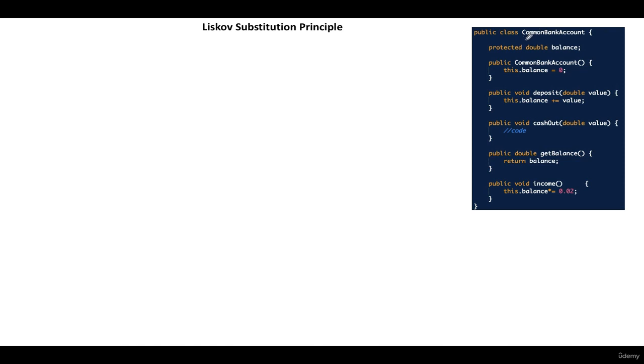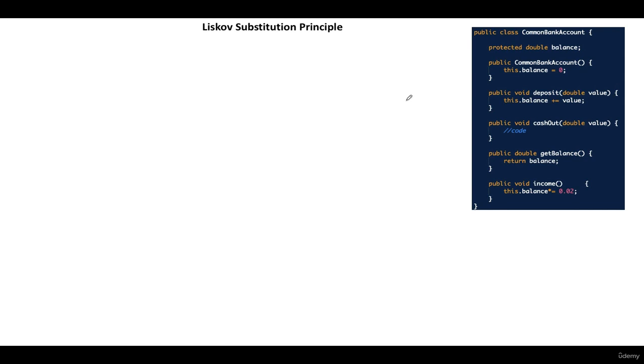Consider you have one class which is CommonBankAccount. In this class, we have the variable called balance. This is my constructor. And then we have these methods that are present like deposit, cashOut, getBalance, and income. These are the methods that are present in this class, CommonBankAccount.